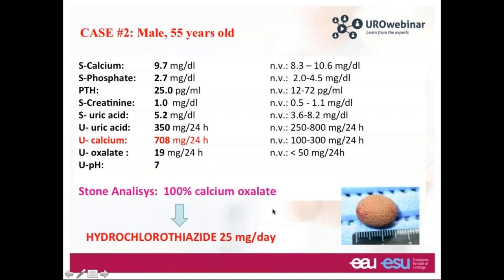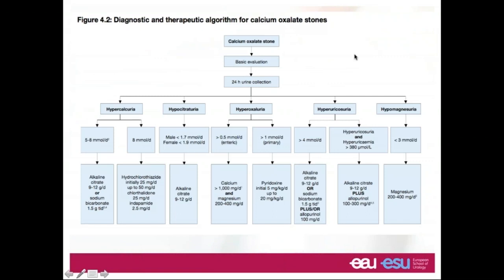So I will give this patient hydrochlorothiazide. How did this come to my mind? Because this is not our everyday common practice. Then I have to go back to the therapeutic algorithm that we created, and I have a patient with hypercalciuria, and it is quite elevated, so I will give hydrochlorothiazide and follow up the patient.